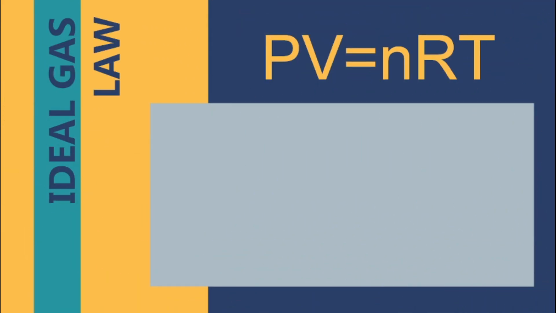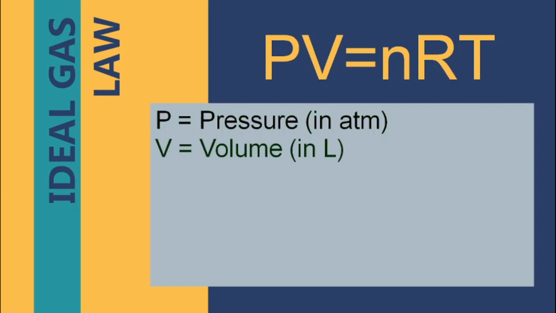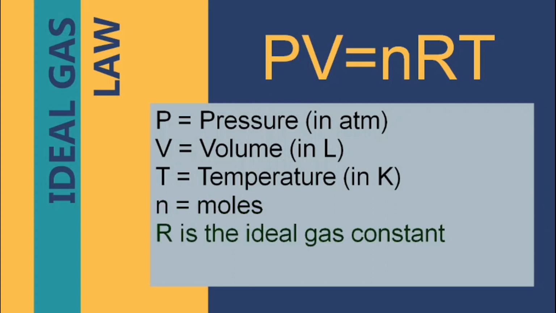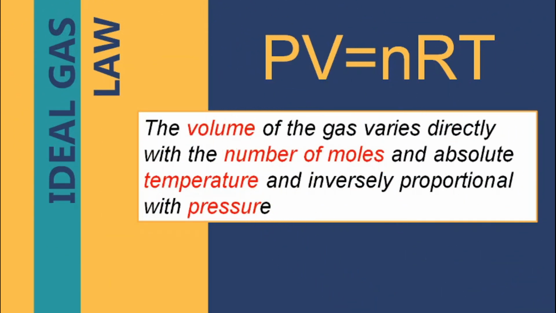The ideal gas equation may be expressed as PV = nRT, where P is pressure measured in atmosphere, V is volume measured in liters, T is temperature measured in Kelvin, n is the number of moles, and R is the ideal gas constant. This law tells that the volume of a gas varies directly with the number of moles and absolute temperature, and inversely proportional with pressure.